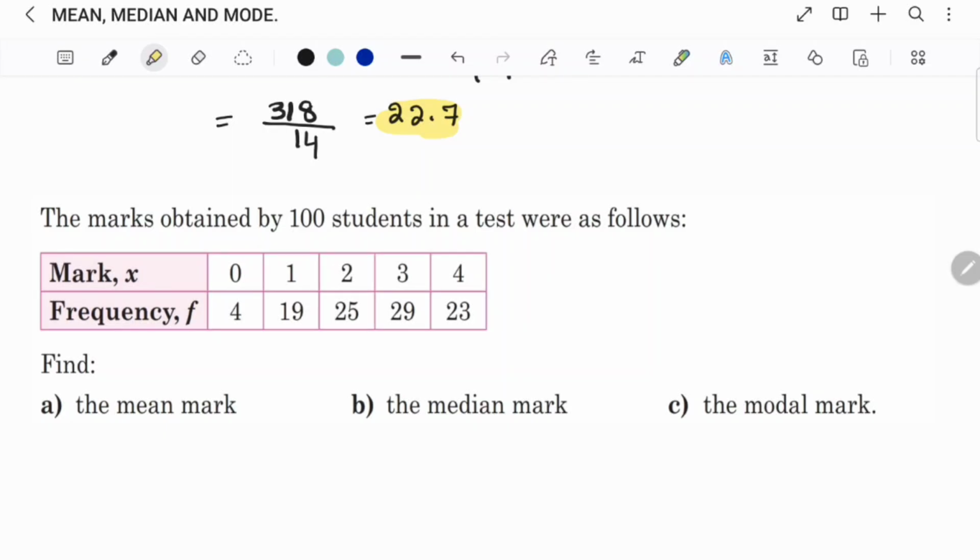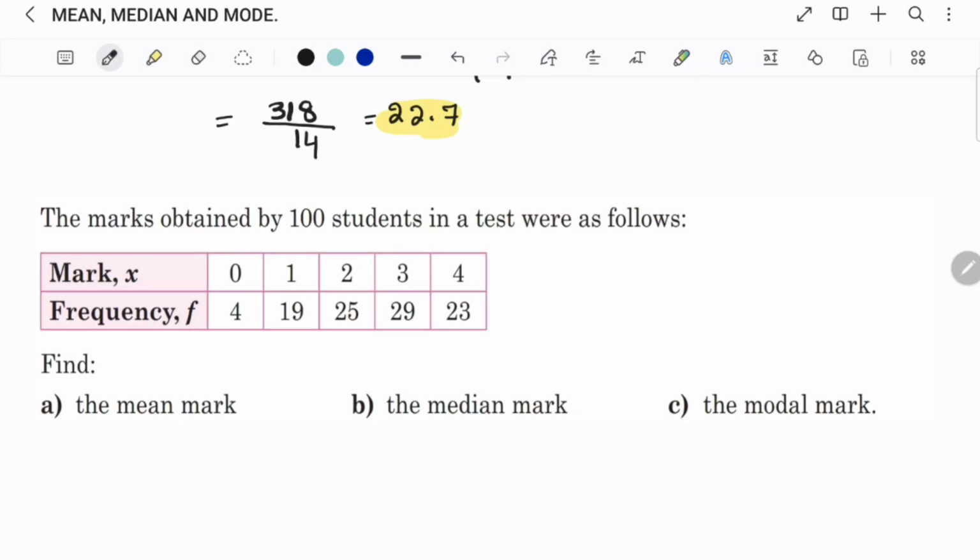So the marks obtained by 100 students in the test were as follows. The marks are x: 0 means that 4 students got 0 marks, 19 students got 1 mark, 25 students got 2 marks, 29 students got 3 marks, and 23 students got 4 marks. You can see the marks are already arranged in order, so there is no need to arrange anything. Whenever you get the table, it's already in order.